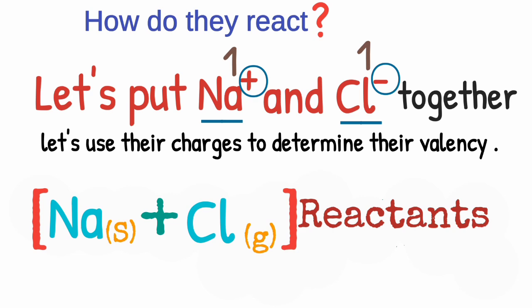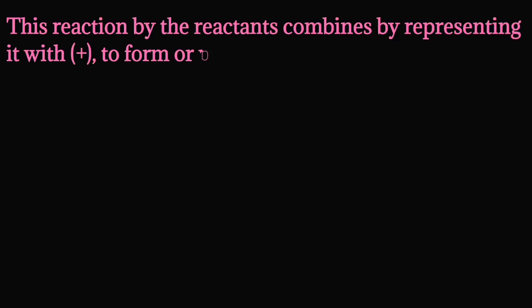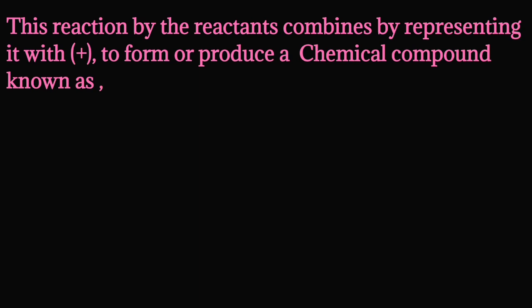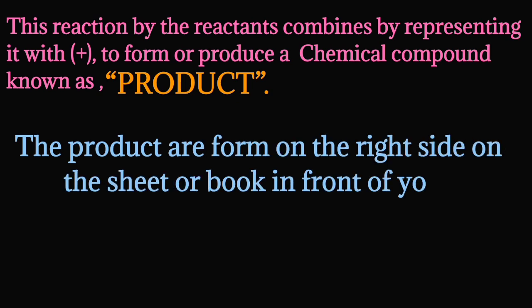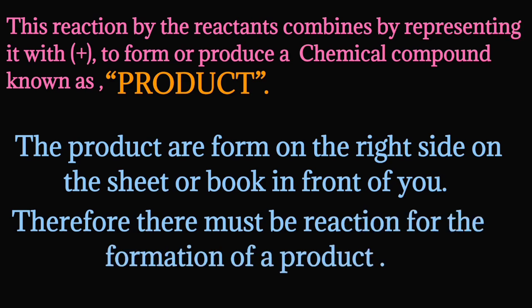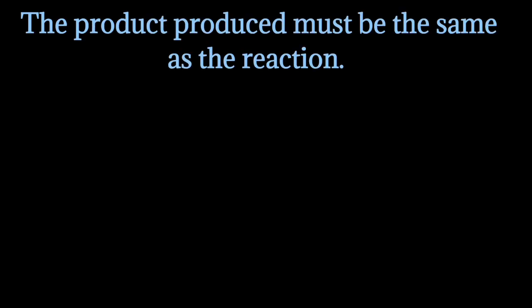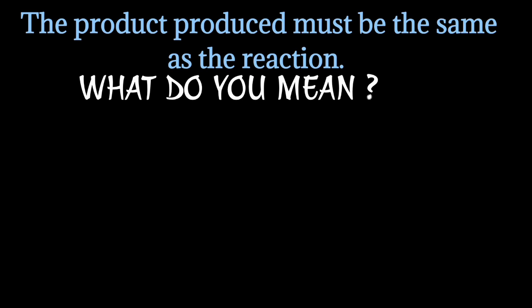Now, let's move on to the product. Let's study how they form products. The reactants combine, represented with the addition sign, which is the plus, to form or produce a chemical compound known as the product. The products are formed on the right side of the sheet or book in front of you. Therefore, there must be a reaction for the formation of a product, and the reactions are formed by the reactants. The product produced must be the same as the reactants.